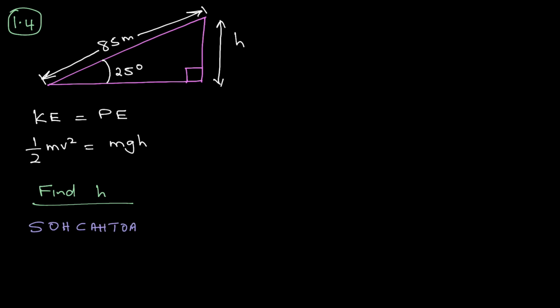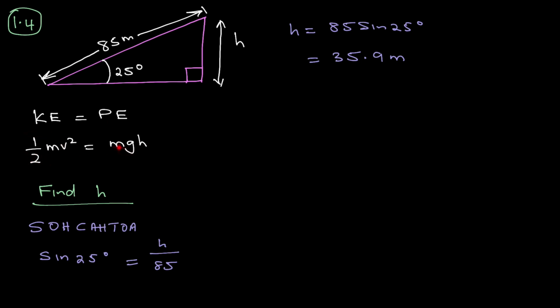Using SOHCAHTOA, sine 25 degrees equals opposite, which is h, over hypotenuse, which is 85. So h equals 85 sine 25 degrees, and therefore h will be equal to 35.9 meters. Now if we equate these two together, the m cancels out, and I can find the value of h here. We can compare those two values of h together.